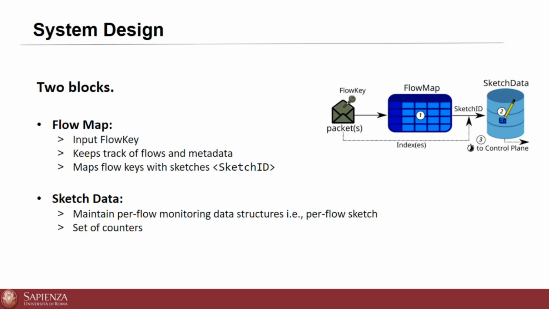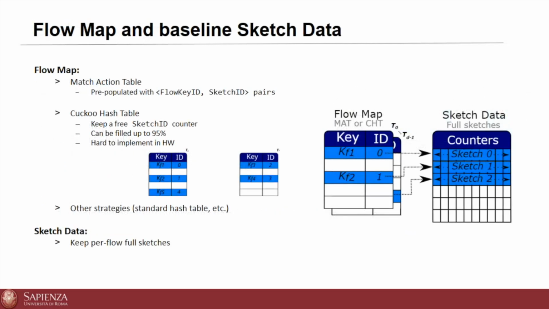So let's talk about the baseline, our baseline system. The flow map can be implemented in many ways, for instance through match action tables that are omnipresent in modern networking devices. It is the responsibility of the control plane to populate this match action table with flow key, sketch identifier pairs. Another possibility is to use a Cuckoo hash table.